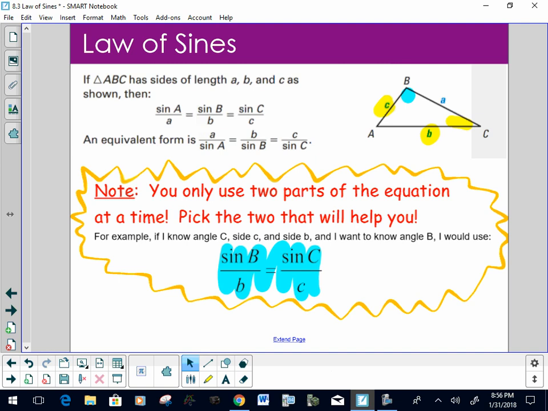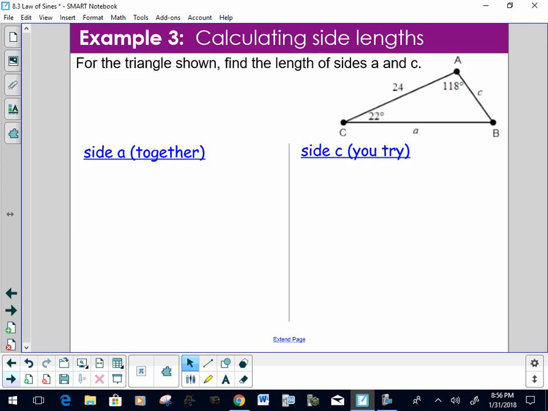So, we'll go through a few examples here, and you'll get used to how to pick which parts of the formula you want to use. But you do just use 2 parts at a time as you're using that to help find different parts of the triangle. So this first one we're going to do is calculating side lengths. It says, for the triangle shown, find the length of side A and side C.